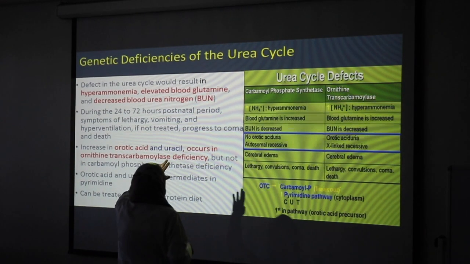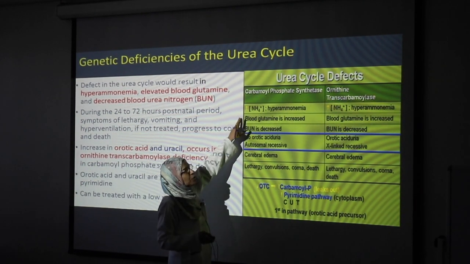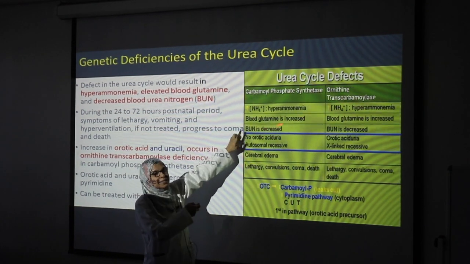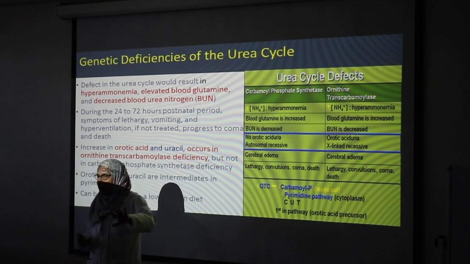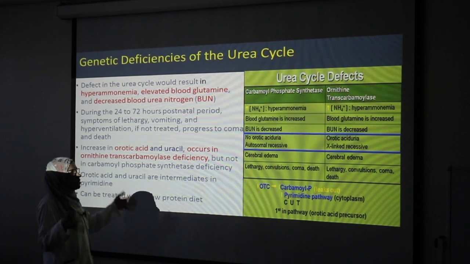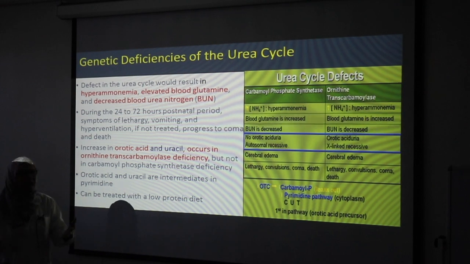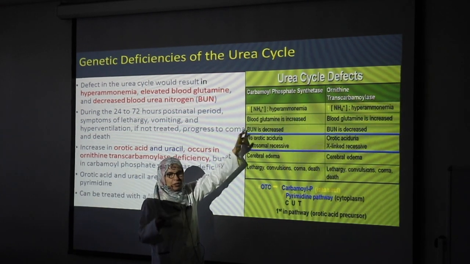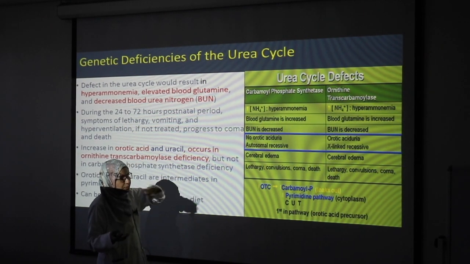Okay, so the patient will have symptoms of hyperammonemia in both cases. They will both have decreased BUN. And what is BUN, we said? Yes, it's a measurement of the urea in the blood. So what will happen to BUN? It will be decreased because we can't form urea.